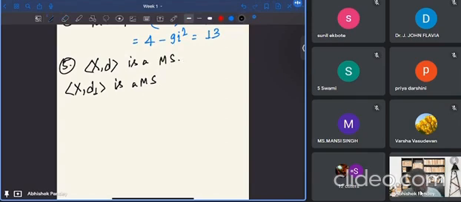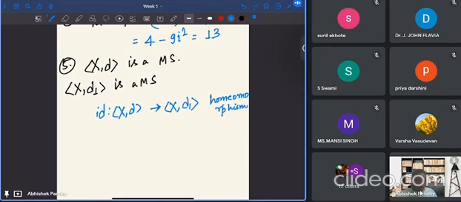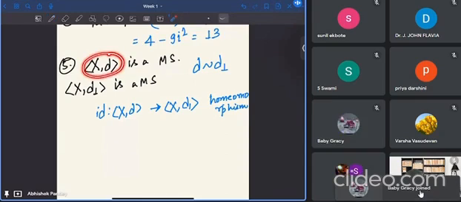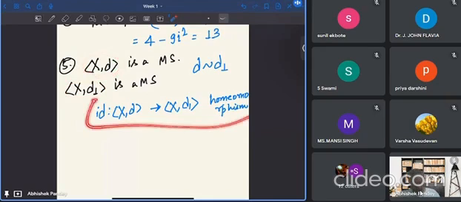Basically it means that if you take the identity mapping from (X, d) to (X, d1), this is nothing but a homeomorphism. Is it clear to everyone? When d is equivalent to d1, they will induce the same topology. It means that if you have an open set in this metric space, it will be open in the other metric space, and if you have an open set in the other, it will again be an open set in this one. So the identity map is nothing but a homeomorphism.